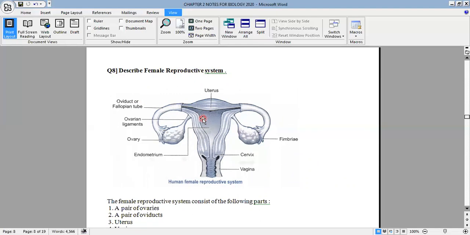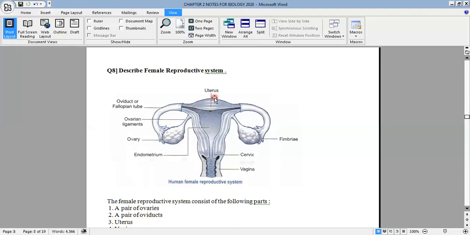So in detail, we need to explain both external as well as internal genitalia in the female reproductive system. Now let us denote the parts in this diagram. First, internal genitalia. The first part of internal genitalia is a pair of ovaries. You can see a pair of ovaries present on both sides of the uterus. The second part is a pair of oviducts. These are the tubes called oviducts or fallopian tubes, which are connected from ovary to uterus.